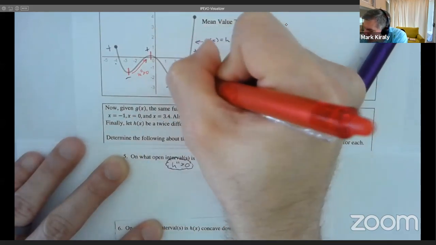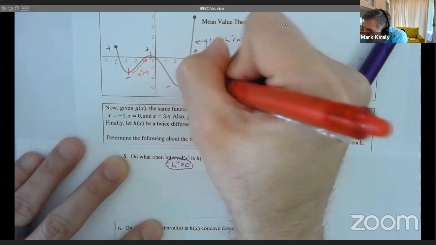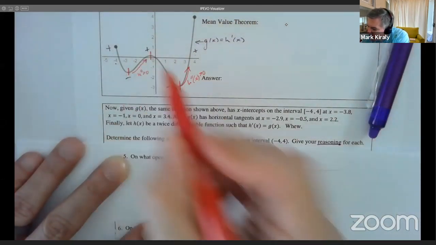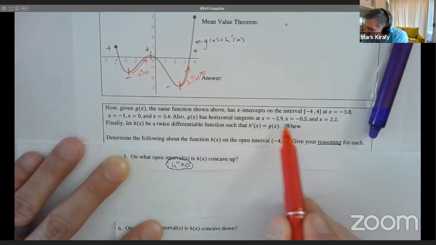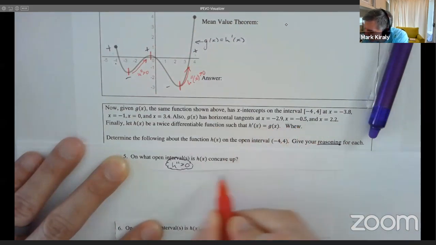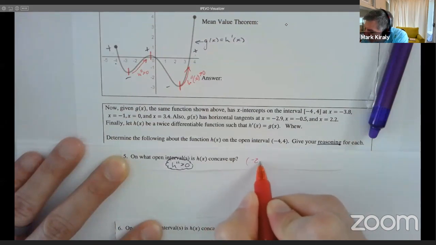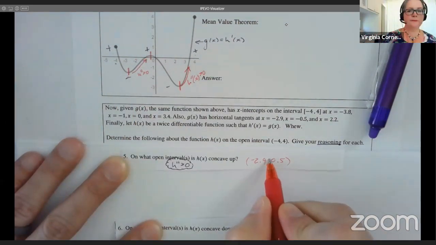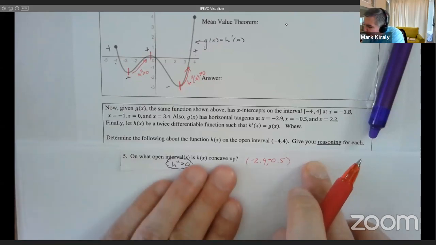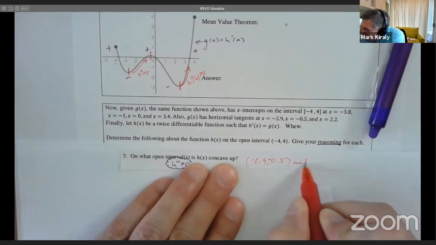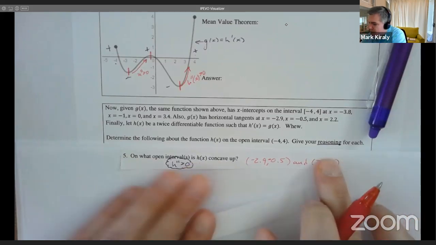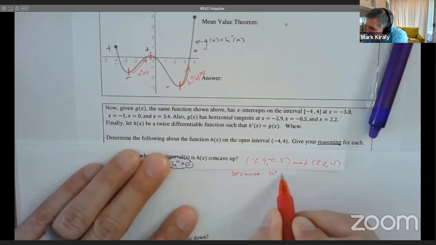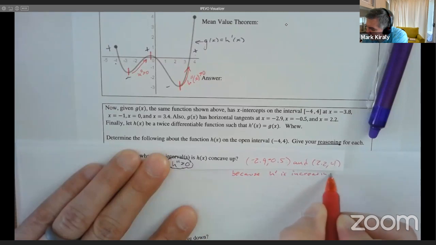And then from here to here. I need to go from peak to peak, and the peaks occur at these handy horizontal tangent locations that the author gave me. So between -2.9 and -0.5. Man, I am having issues with my negatives today. And from 2.2 to 4. And that's because h prime is increasing on those intervals.